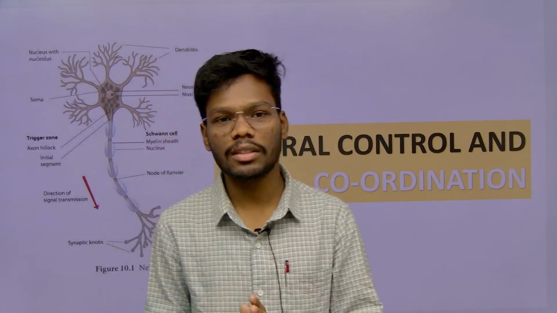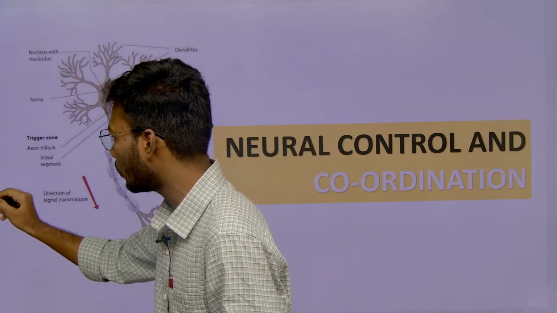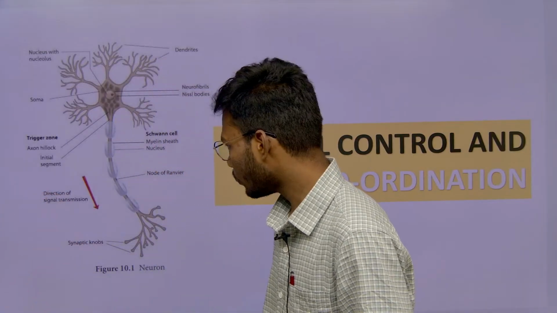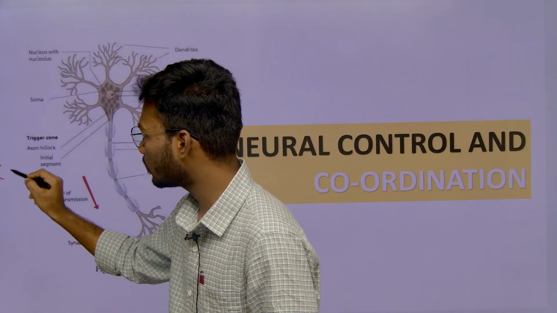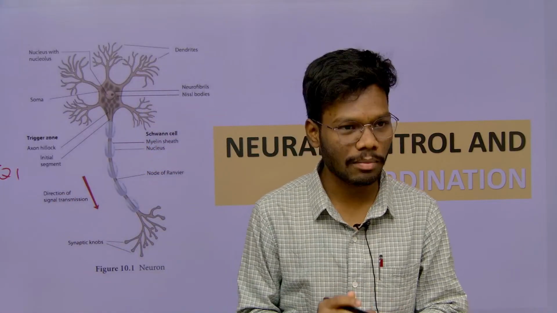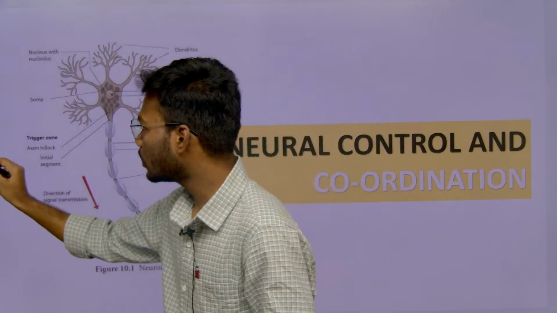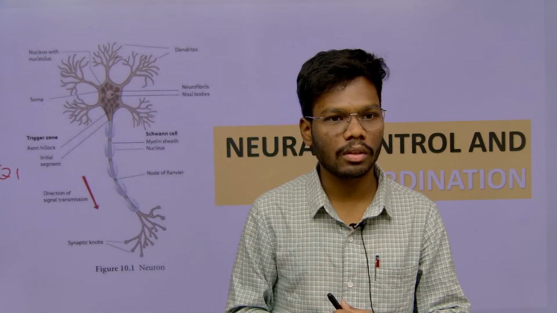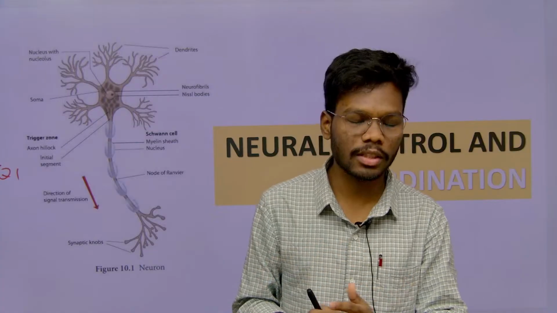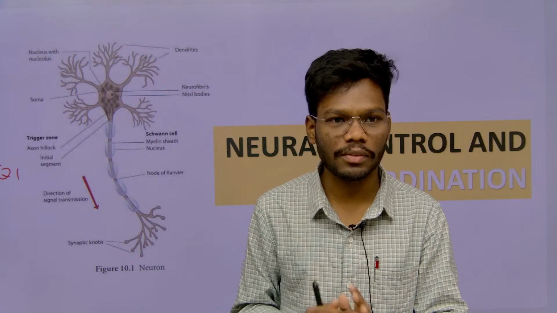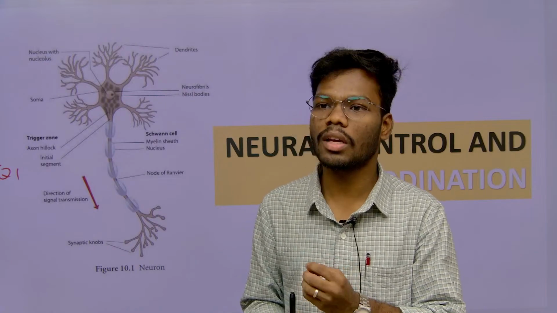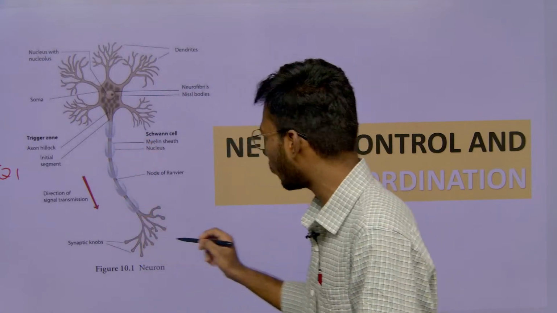So today we are starting a new chapter, that is neural control and coordination. This is also a very important chapter. From this you will get a maximum of 3 questions, but sometimes they will give only 2 questions. So in this biology part we need to focus on each and every question, then only you will be on the safer side, right? So we will discuss each and every topic, each and every aspect of neural control and coordination.